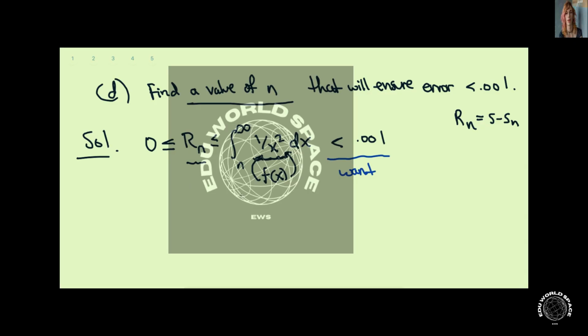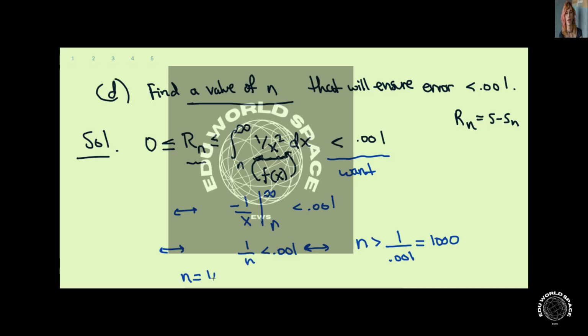So let's just go ahead and evaluate that integral there. That'll be a negative 1 over x from the power rule. And then if you plug in infinity, you get 0. If you plug in n, you get 1 over n. Simplify this, and then we get n is bigger than 1 over 0.001, which is 1,000. So any value of n larger than 1,000 would work. So the smallest one that you could possibly use is 1,001.